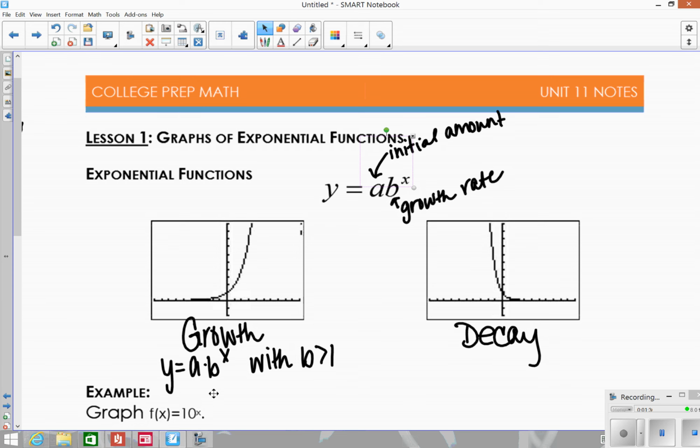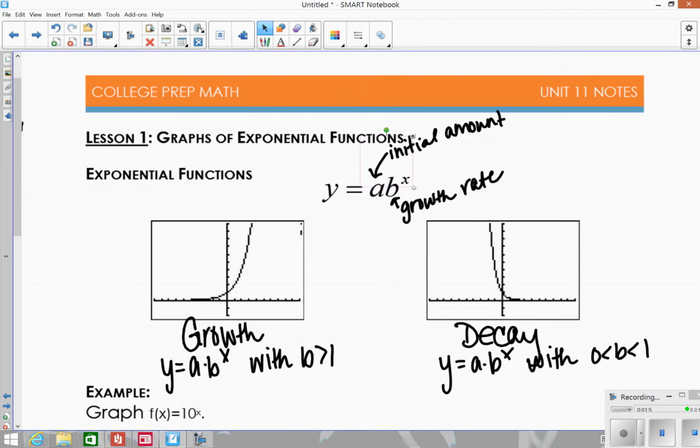If it's decaying, then I'll have my equation a times b to the x, but that b value is going to be a fraction. So it's going to be something between 0 and 1. So it'll be a fraction or a decimal. It won't be negative. It'll just be some positive number between 0 and 1.